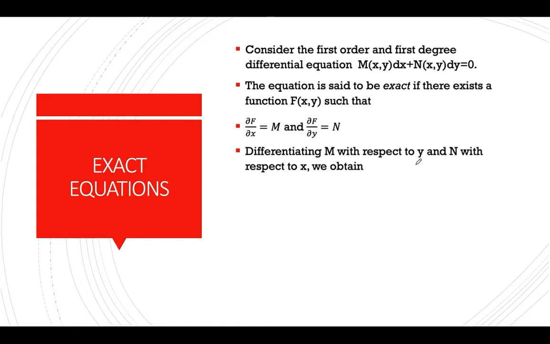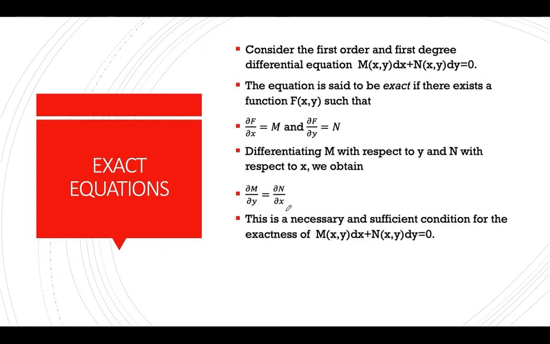Differentiating M with respect to y and then N with respect to x, we will obtain the equation: the partial derivative of M with respect to y is equal to the partial derivative of N with respect to x. So take note that this is a necessary and sufficient condition for the exactness of the equation. And the function f is the solution to the exact equation.